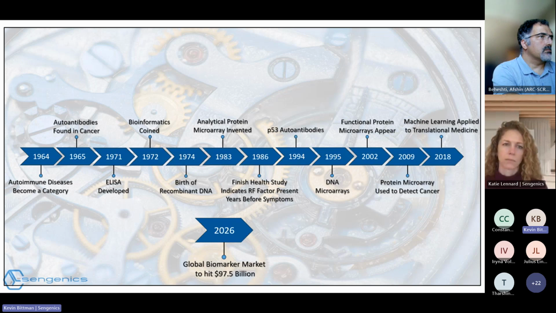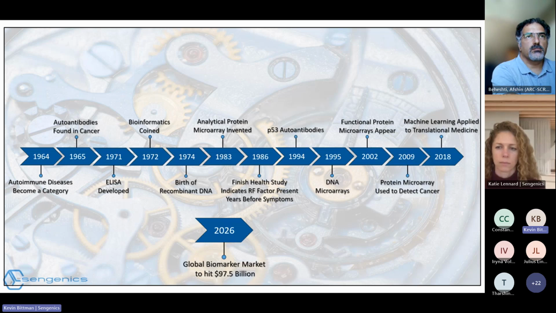And that's where the machine learning comes in. And just so you know, I mentioned biomarkers are a big part of this. Well, the global biomarker market is expected to be $97.5 billion. So it's something that people are very much interested in. You're probably here partly because of that.